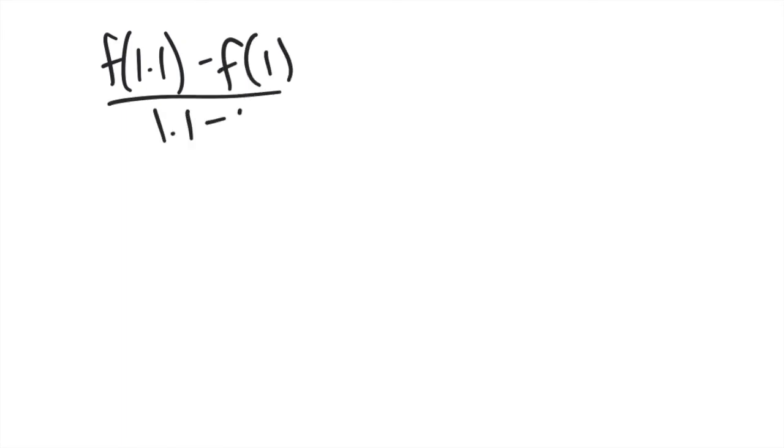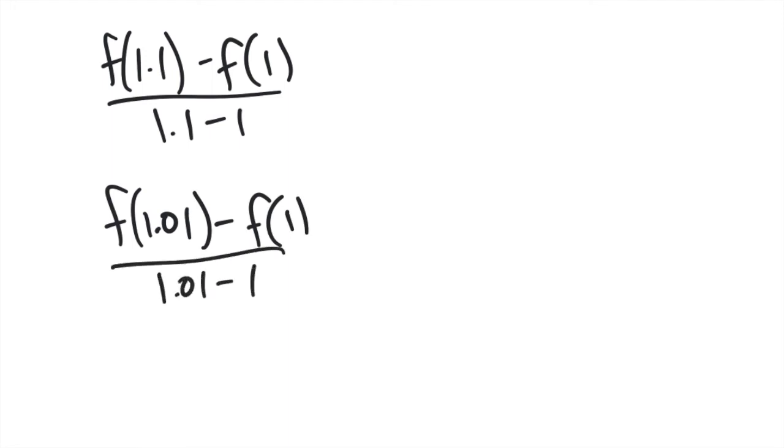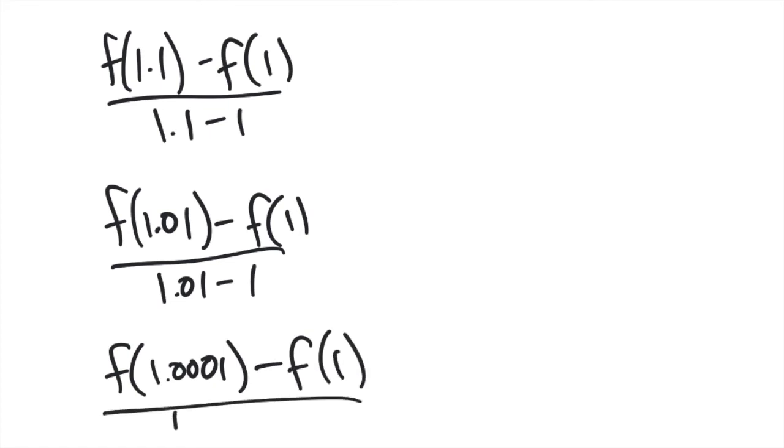And really what we're finding by doing this is we're trying to find f of 1.1 minus f of 1 over 1.1 minus 1. The next one was f of 1.01 minus f of 1 all over 1.01 minus 1. The third one was f of, I don't remember how many zeros there were. I think 3 of them. So f of 1.0001 minus f of 1 all over 1.0001 minus 1. And you should be able to find all 3 of these.